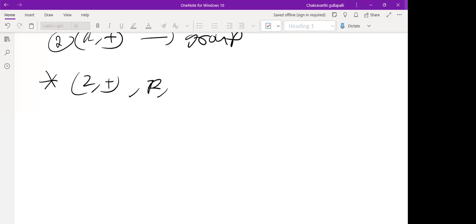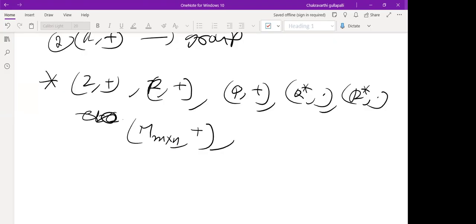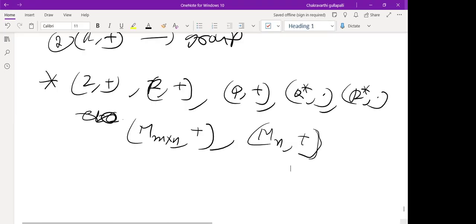So next, R comma plus is a group. Q comma plus is a group. Q star comma dot is a group. R star comma dot is a group, etc. And m by n matrices with matrix addition is a group. With respect to multiplication, it is not a group because an inverse may not exist for all. Even for a square matrix, an inverse may not exist with respect to multiplication. Only when it is non-singular does the inverse exist. These are all the examples.